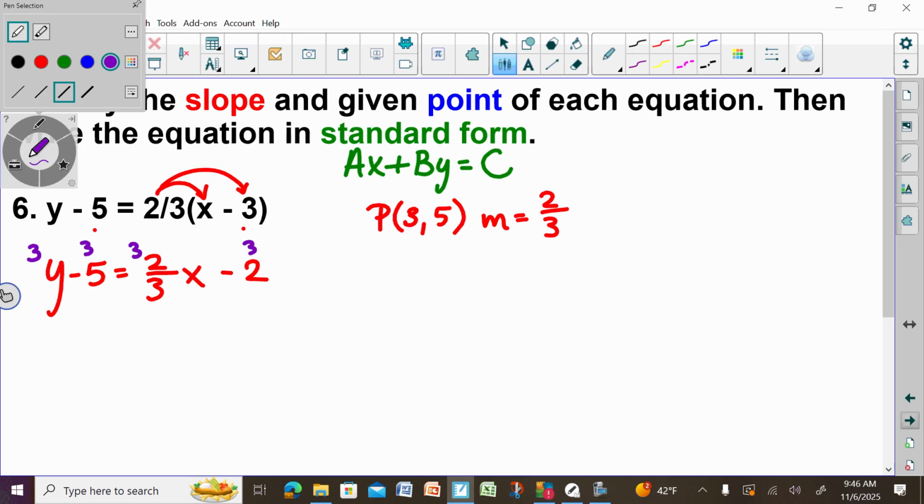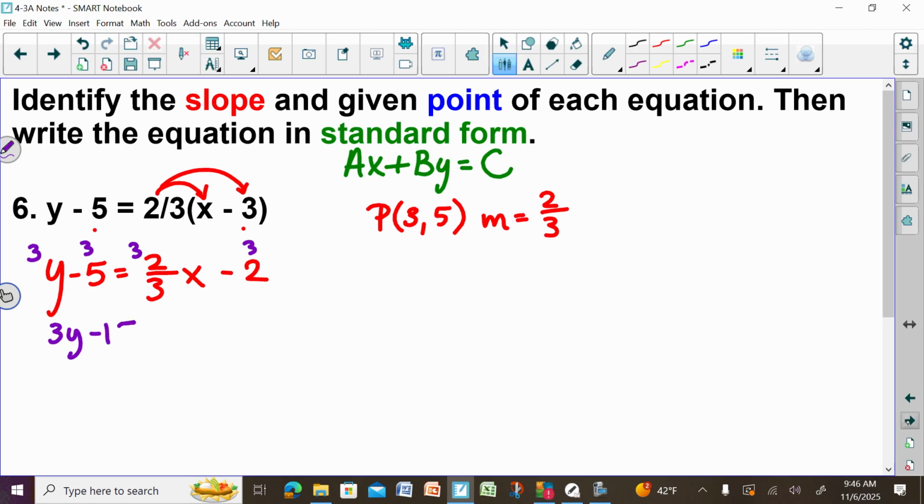You can do this last. It doesn't have to be first, but it has to be done, to get rid of that thirds. So that's going to make a 3y minus 15 equals 2x minus 6. Everything got 3 times bigger. And now I can rearrange.